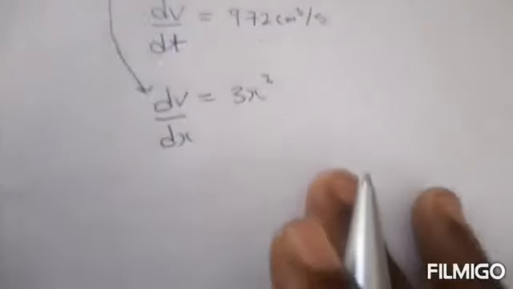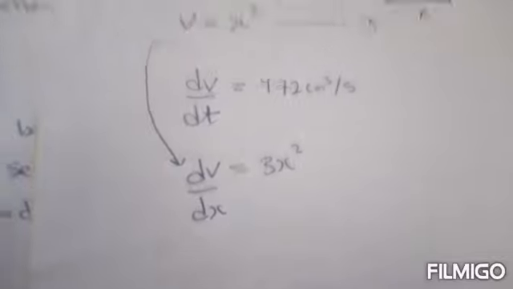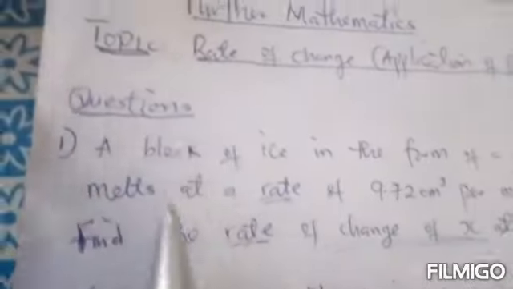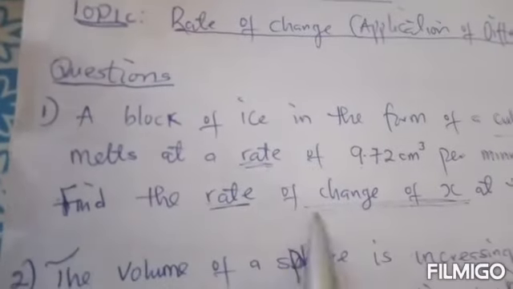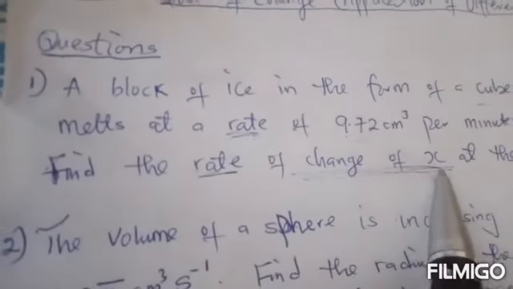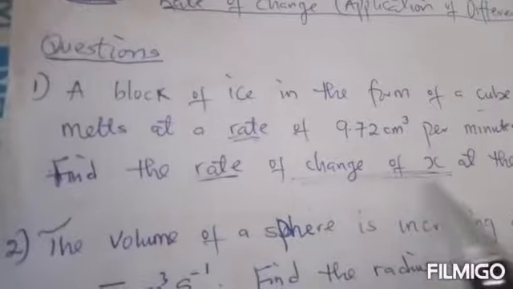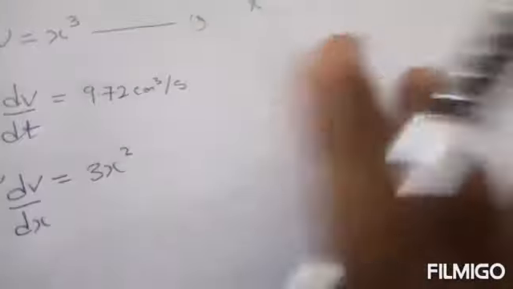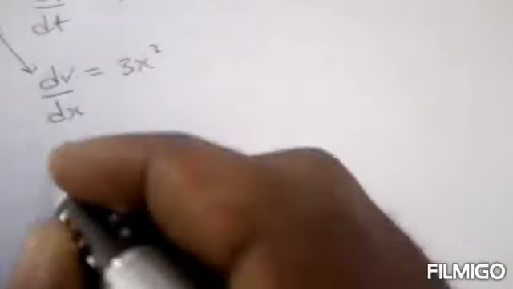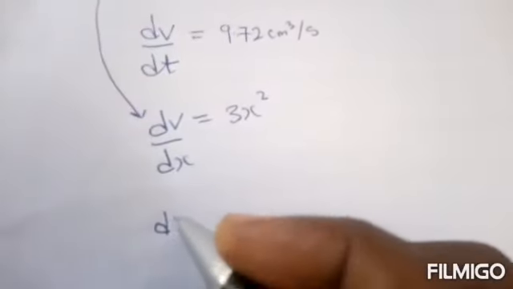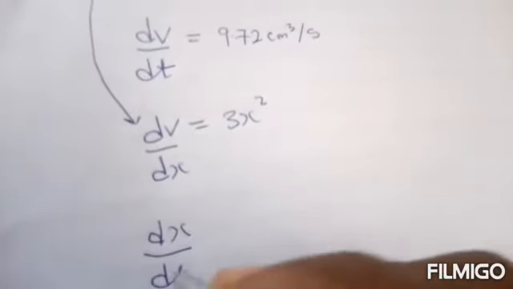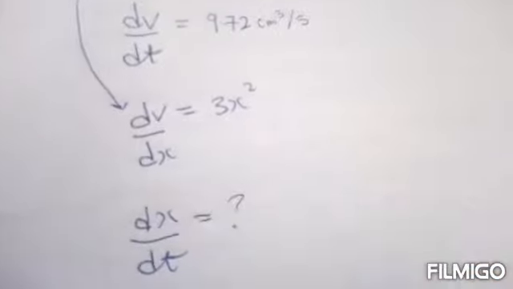Now, what are we looking for in the question? The question is asking us to find the rate of change of x. So it means dx/dt is what we are looking for.